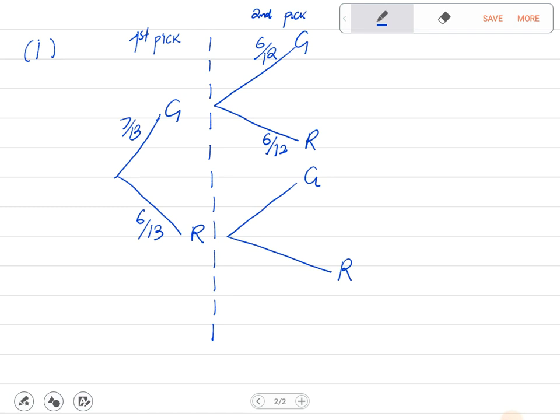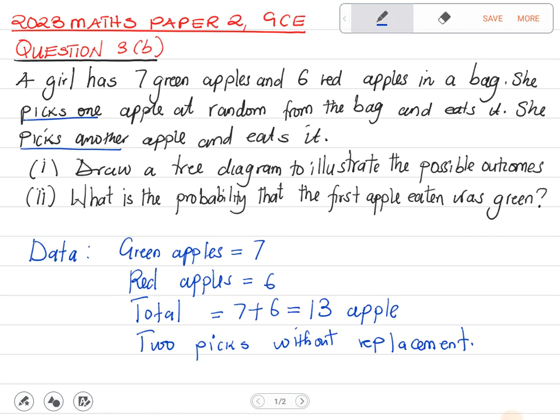In the second pick, the total will be out of 12, since now we are dealing with the second pick. Next, if she picked red first and green second, are they the same? No, they are not the same. So green will maintain the same number it had in the first pick, so 7, but it will be out of what? 12. Red and red, they are the same. So red will reduce the numerator, and this will be out of what? 12. Now, the question is not done, because they are saying we need to show the possible outcomes.